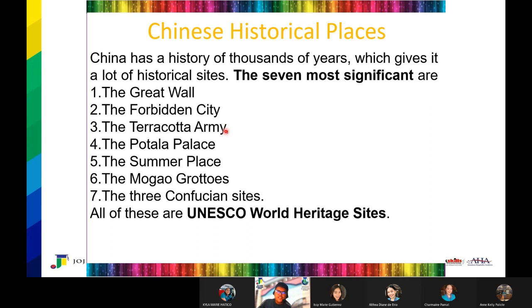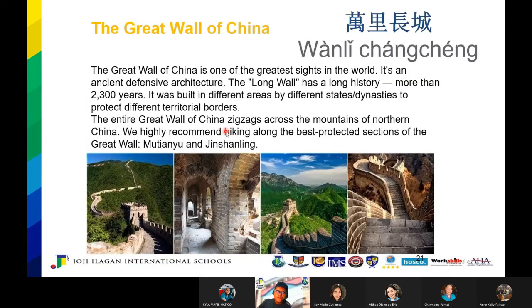First, I will mention the Great Wall of China. Okay? So, take note of the Chinese name of this place. It's Wanli Changcheng. Wanli Changcheng. You have to take note of that. Wanli Changcheng, or the Great Wall of China. So, what is the Great Wall of China, Miss Pamat?